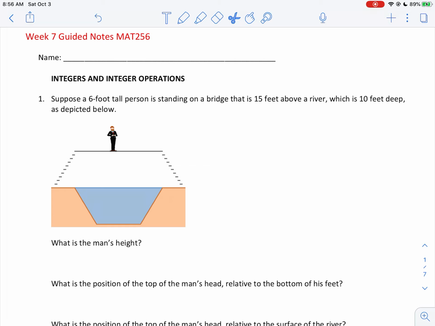We will be discussing integers and integer operations. And we'll begin our discussion with this scenario where we have a 6-foot tall person who is standing on a bridge that is 15 feet above a river, which is 10 feet deep. And we have a little image here to help us make sense of this.